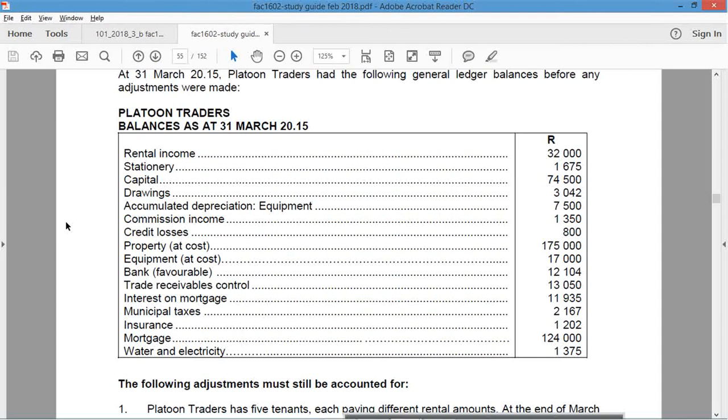Insurance, mortgage, water and electricity expense. Insurance is an expense, yes. Mortgage isn't an expense. It's a liability, because you're owing. And then water, electricity expense, yes.